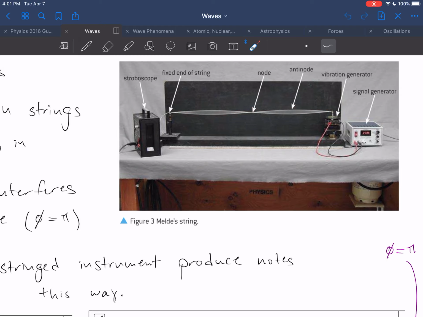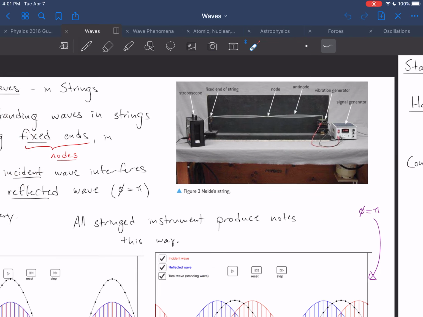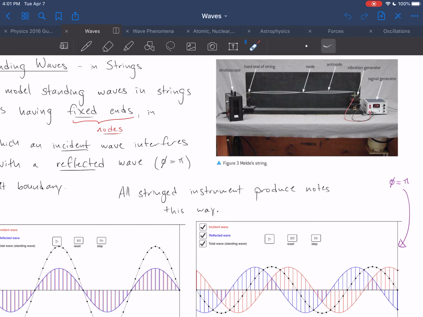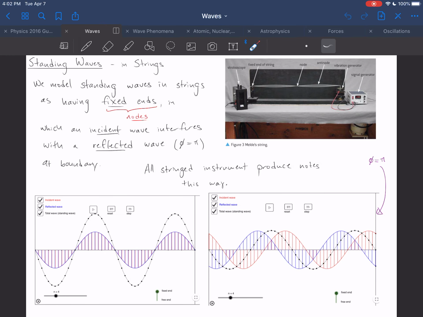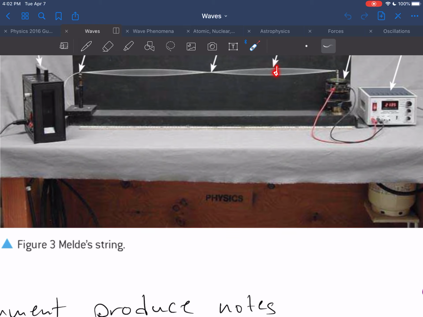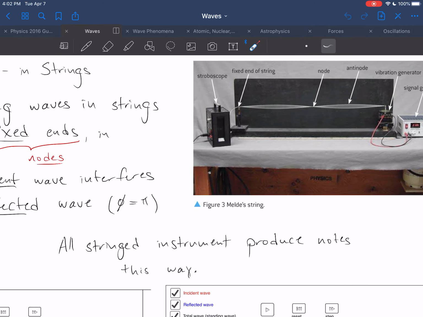You can find standing waves in strings in any kind of stringed instrument. So we'll focus in on guitars and violins and such, but any instrument that produces sound using strings tends to use standing waves in those strings to do so. We will model most standing waves in strings as having fixed ends, which, as we'll see, produce nodes on both ends. This is true even though the vibration generator here is moving up and down. The amplitude of the actual vibrations generated by that vibration generator, though, is very small compared to the amplitude reached by the standing wave. The vibration generator moves up and down just a little bit, whereas the middle point of the antinode moves up and down quite a bit.